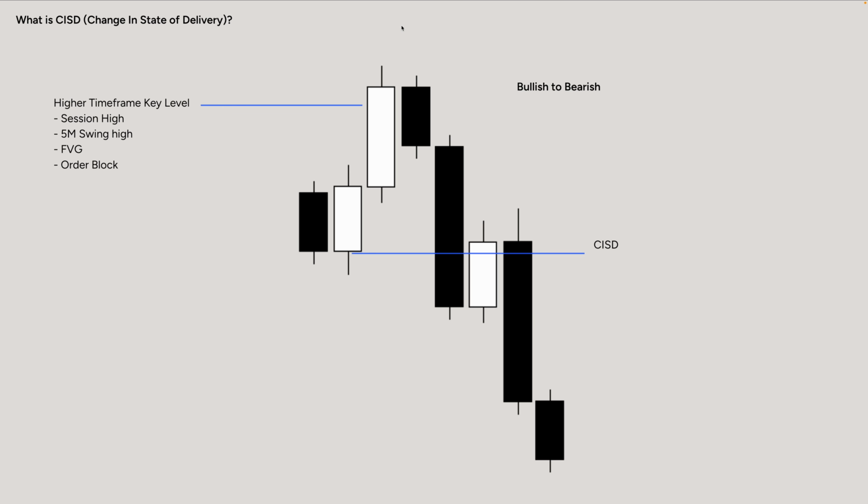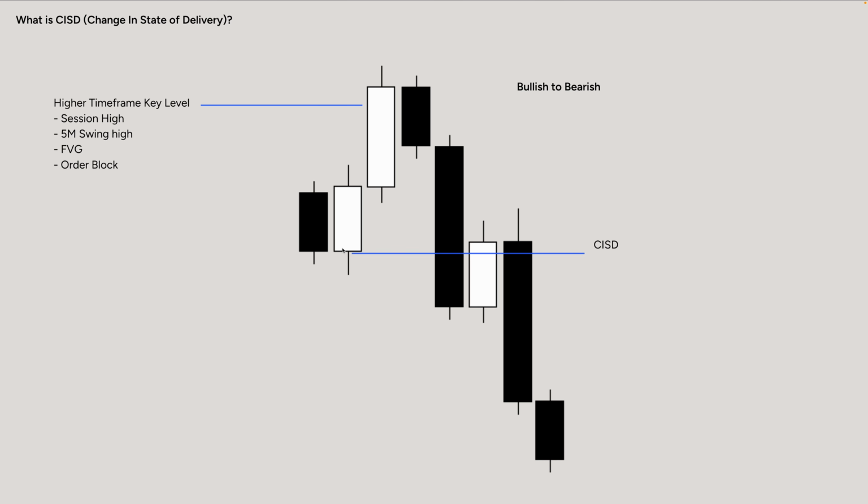If it's more than one candle, it's very important that the candles that push into the higher time frame key level, so the leg that pushes into the higher time frame key level, that the candles are of the same color. So in this case, my bullish candles are white and my bearish candles are black. This is very important. So in this case, we have two bullish candles that push into this higher time frame key level. In this case, because we have two consecutive bullish candles, we go back to the first candle.